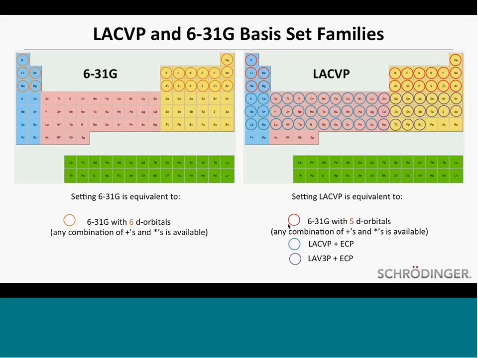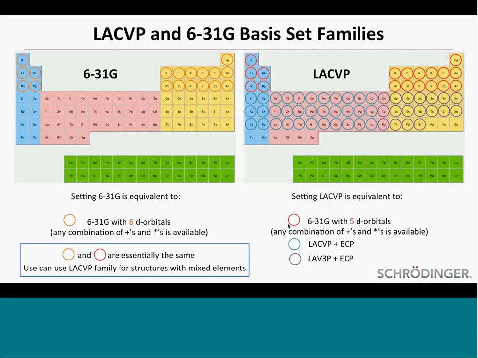So what this means to just cut through all of the quantum parlance is that really for most practical applications, if you're studying a strictly organic system, setting LACVP is basically equivalent to setting 6-31G. So it won't hurt you just to use LACVP if you are uncertain.